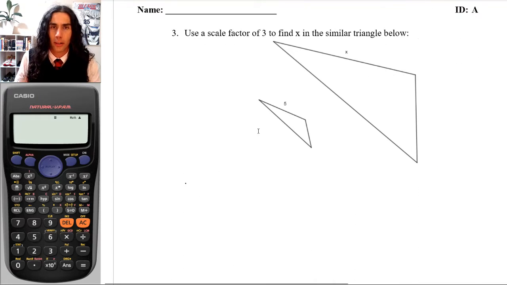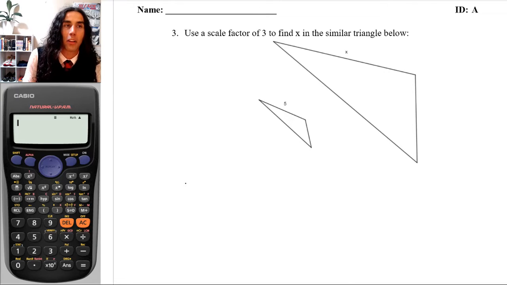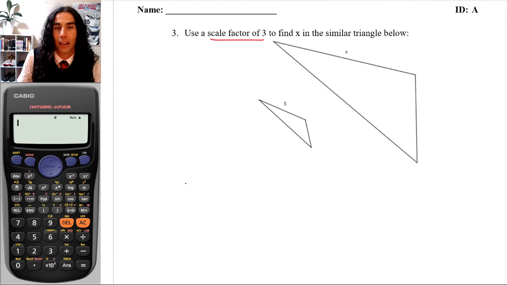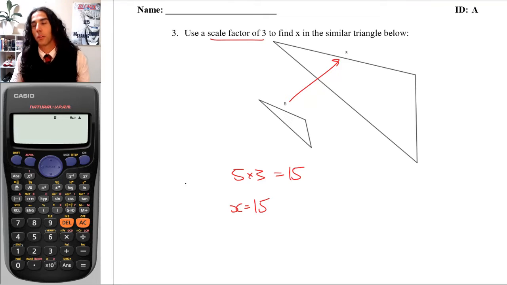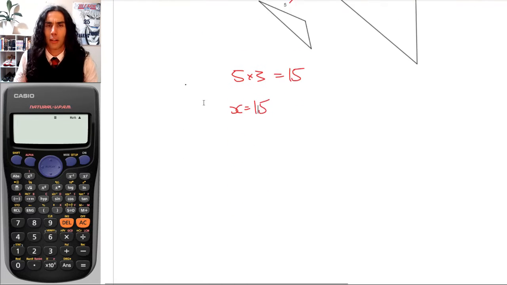Number 3. Have a go at it. I'm going to do it in 5, 4, 3, 2, 1. So, scale factor of 3. They gave you the scale factor, and that and 5. Wow, what an easy question. X is 15. Wow. Moving on. You just need to know what scale factor meant.